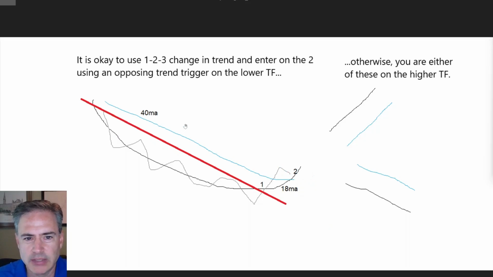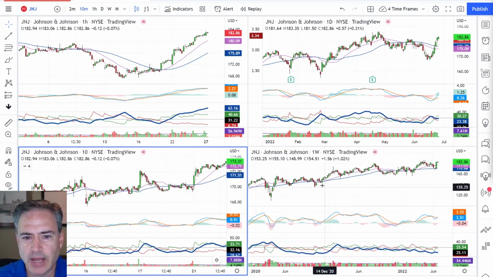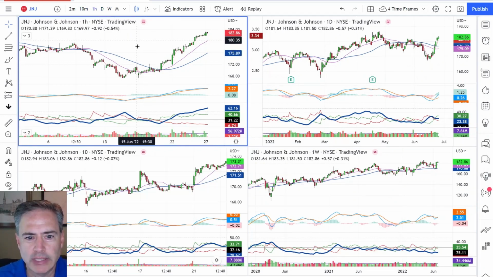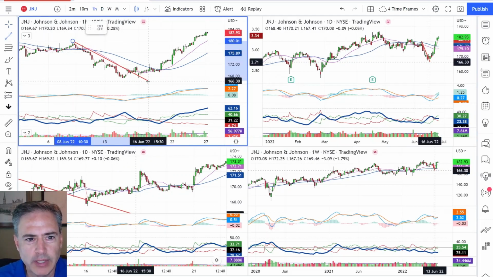I'll show you an example of this. So actually, let's go ahead and get into that. What I've got right now is Johnson & Johnson up. I've got the weekly chart here, the daily chart in the upper right. In the upper left, I have an hourly, and in the bottom left, I have a 10-minute. And I want to just draw in my trend line just like I'm doing my 1, 2, 3.